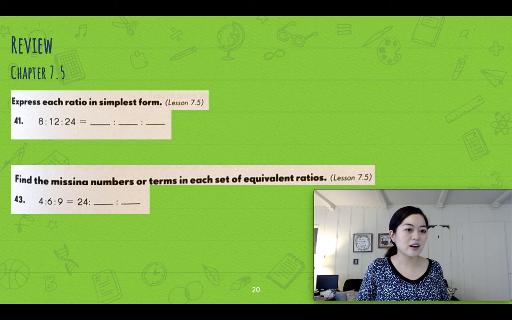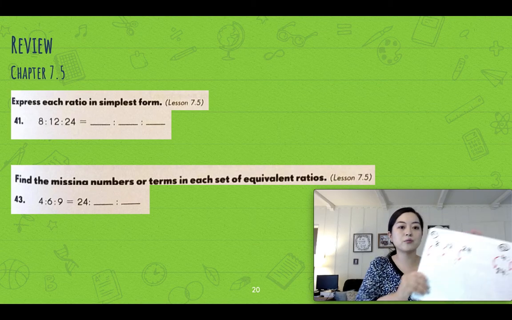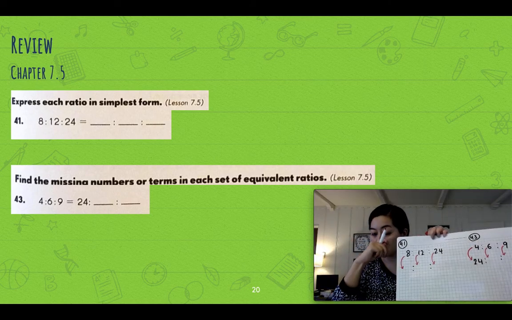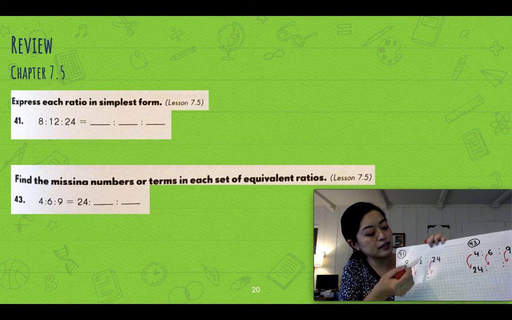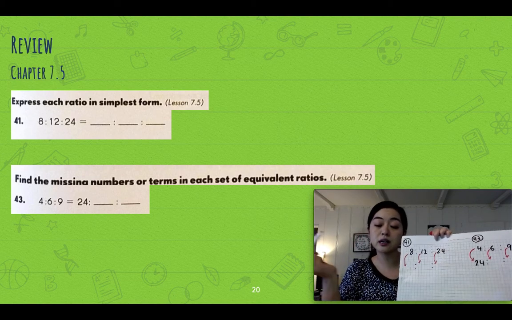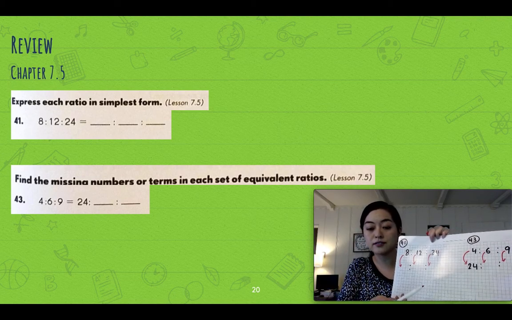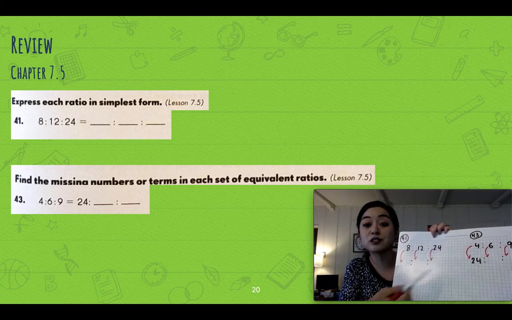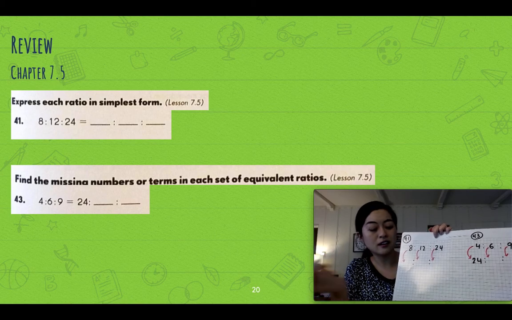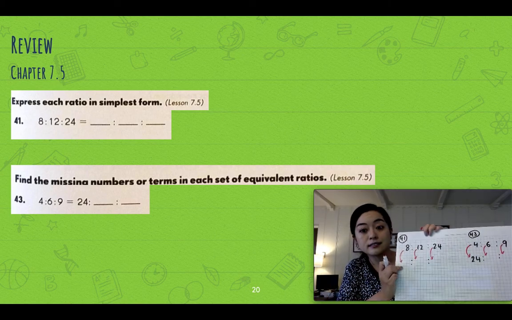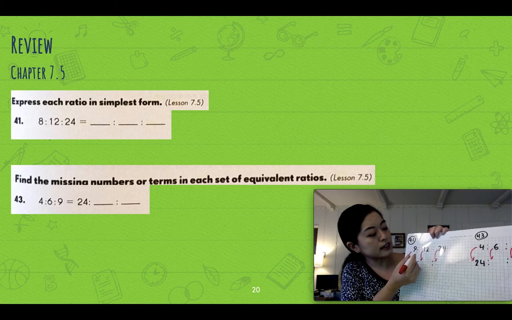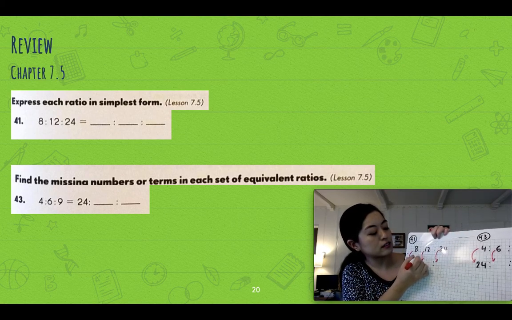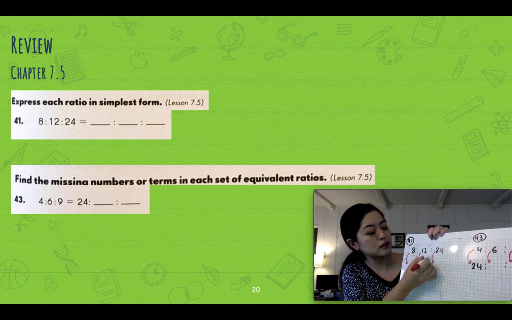Okay, so look at 41. We want that to be in simplest form, so that means we have to divide by something. Simplest form means the ratio terms have to get smaller, so there's no other common divisor between these three terms besides 1. So let's see, I see 8, 12, and 24. They have a common factor of 4, and I think that's the biggest.